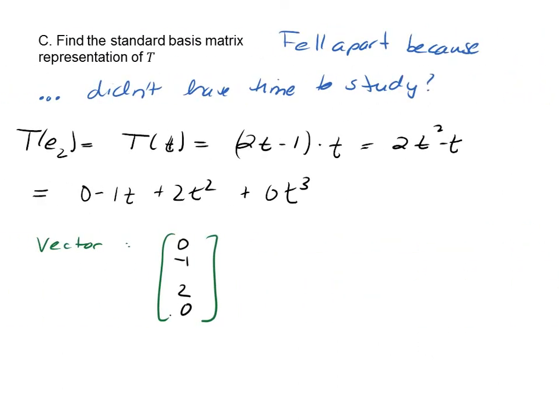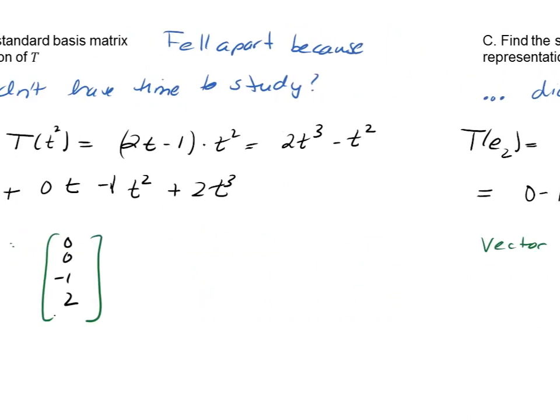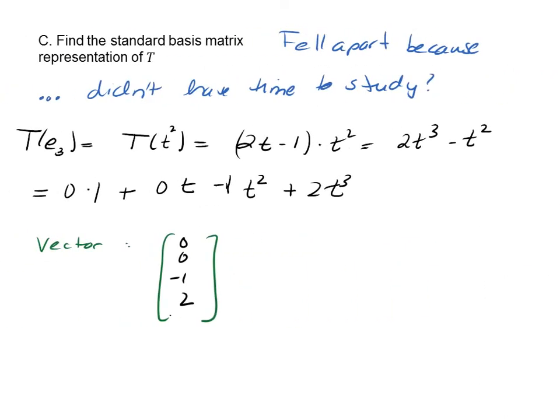So that's the second one. I just take E2. E2 is the polynomial with just t to the 1 power. Plug it in. I do the same thing I did before. If it looks like it's copied and pasted, it is. T3, E3, it's t squared. Plug it in there. I get that last vector.